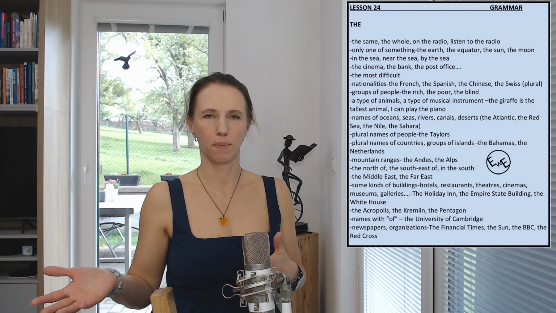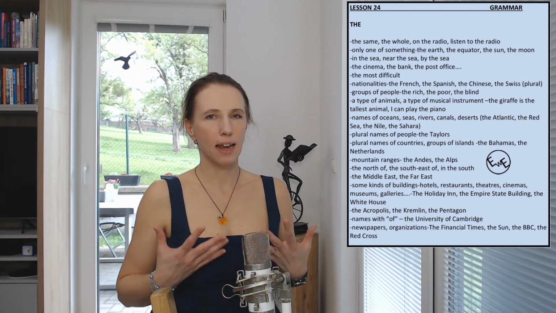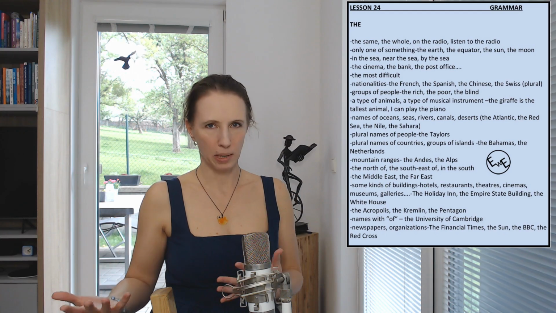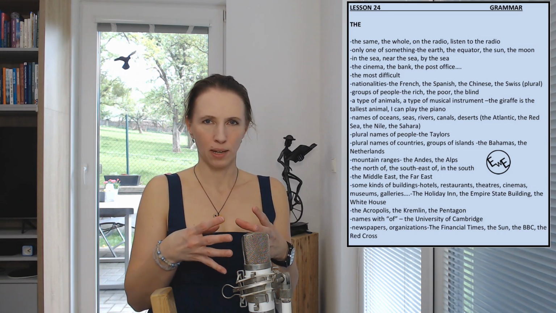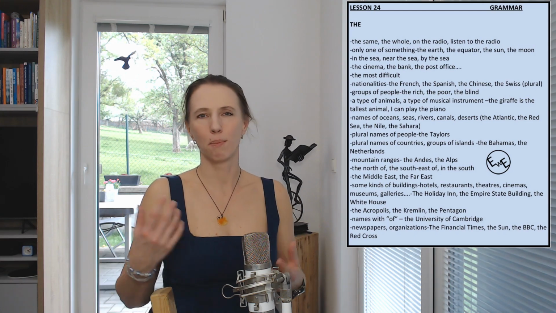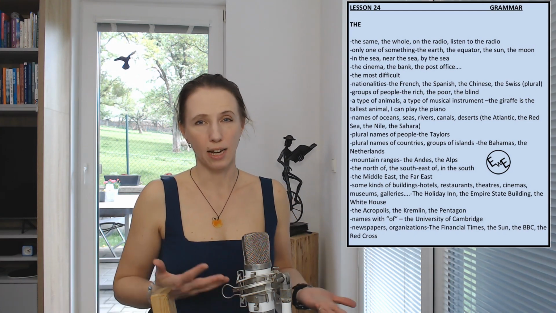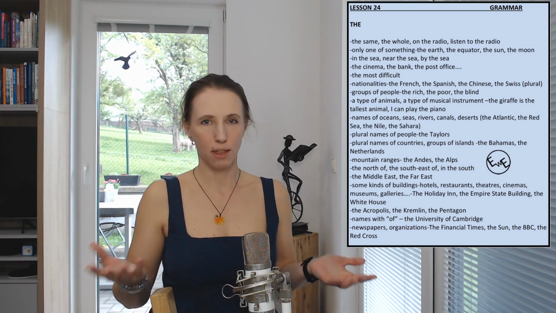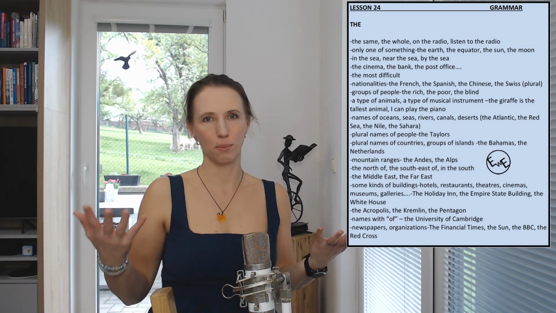Plural names of countries or group of islands, the Bahamas, the Netherlands, the Philippines. We also use the definite article with countries which have a general noun as a part of their name, like republic, kingdom, the Czech Republic, the United Kingdom. Newspapers and organizations, they also have the definite article, like the BBC, the Times.